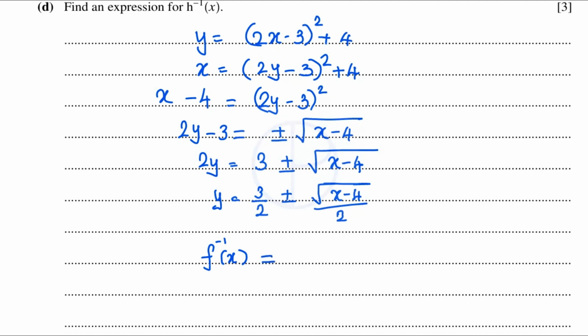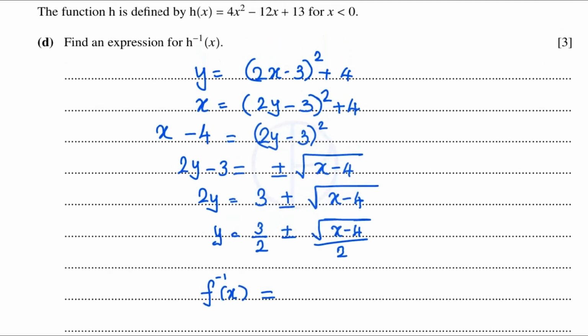h inverse of x exists when h of x is a one-to-one function. Okay. So here we get two values, 3 over 2 plus square root of (x minus 4) divided by 2, and 3 over 2 minus square root of (x minus 4) divided by 2. So which one is the correct one? We can check that by considering the domain of h of x. This is h inverse of x.